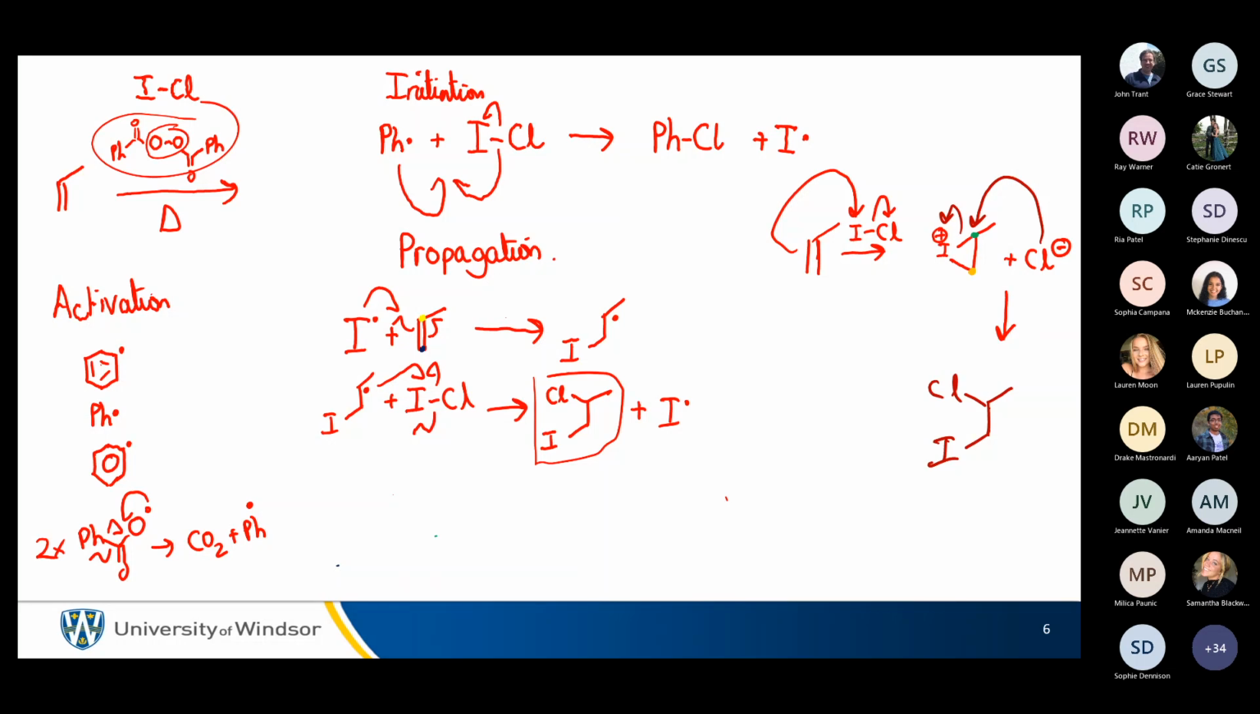So just because the radical mechanism is technically an anti-Markovnikov mechanism, and it does not involve a carbocation, it gives you the same product as the Markovnikov mechanism. And that's tricky.